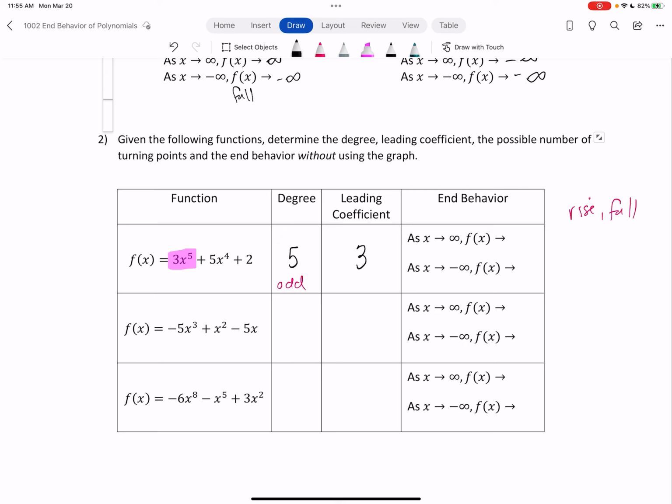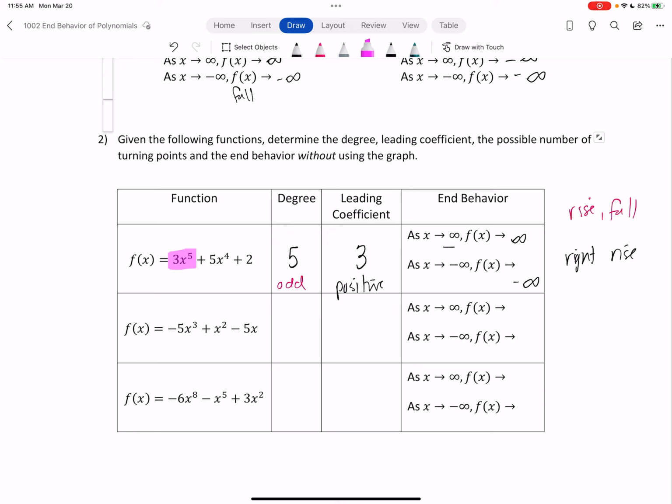Since the leading coefficient is positive, the right-hand side is going to rise. So the right-hand side near infinity is going to go up to infinity. We know that the degree is odd, so the left-hand side is going to go down. Okay, let's do the next one.